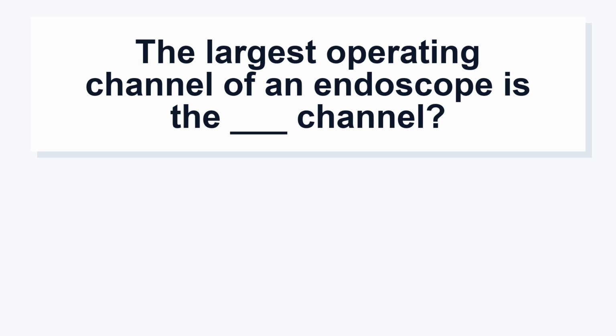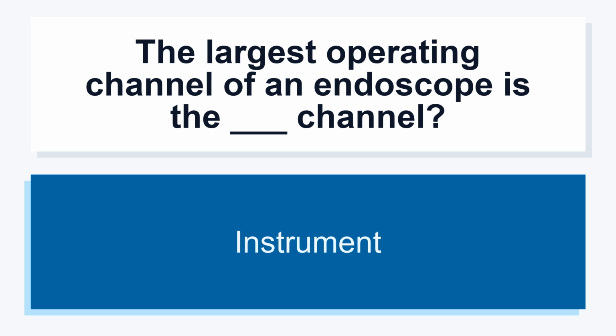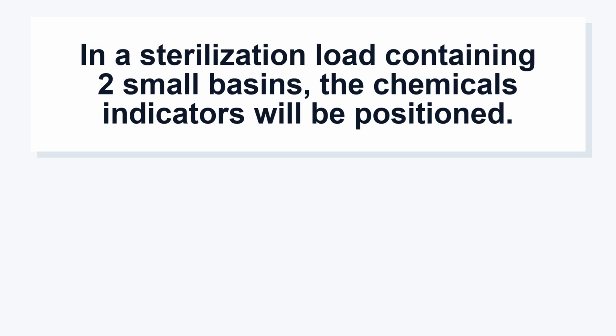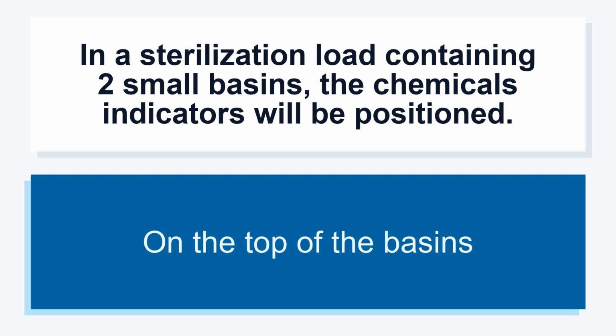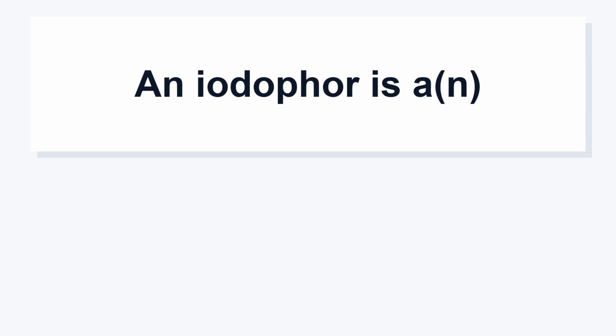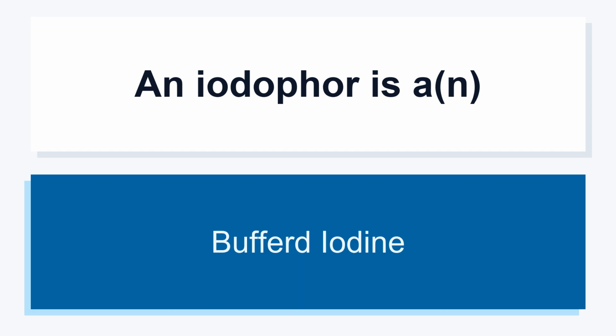The largest operating channel of an endoscope is the ____ channel. Instrument. In a sterilization load containing two small basins, the chemical indicators will be positioned on the top of the basins. An iodophore is: buffered iodine.